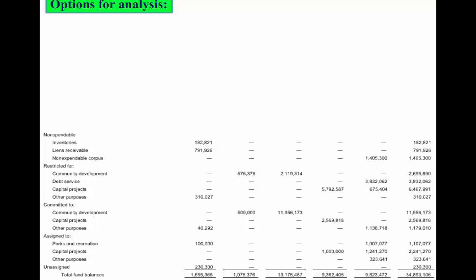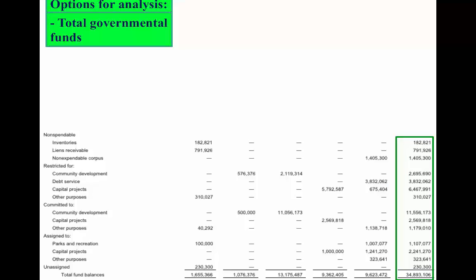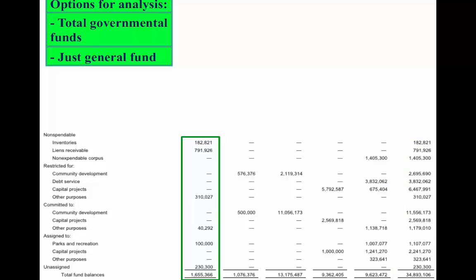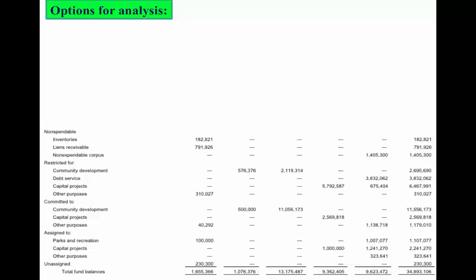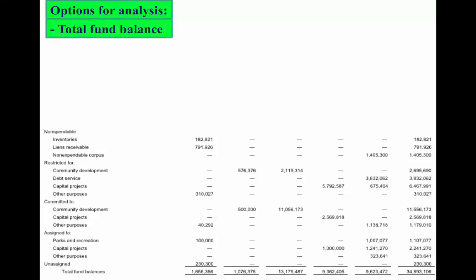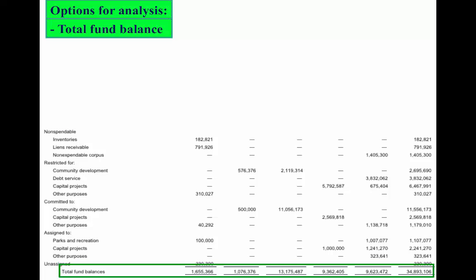Like net position, you've got a lot of options for how you analyze fund balance. You could look at total governmental funds. You could look at just the general fund. You could look at what you might call the operating funds, meaning the general fund plus special revenue funds. And then for any of those columns, you have a lot of options as to what part of fund balance you're going to look at.